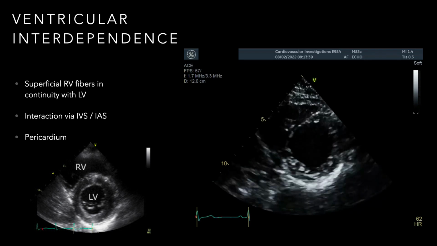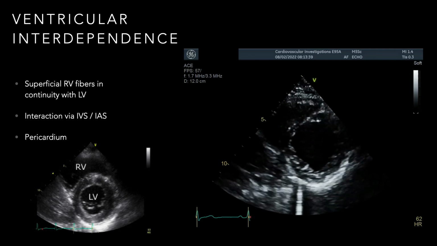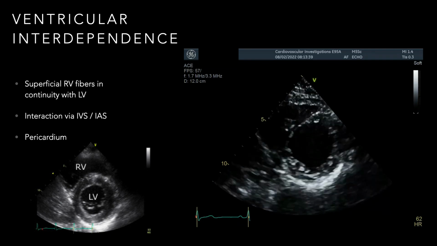It's also important to consider heart-lung interactions, which is particularly important in our patients and those that are mechanically ventilated. It's not really the focus of this talk, but hopefully we'll get to it in subsequent talks.